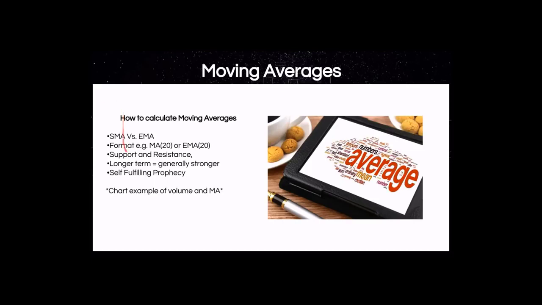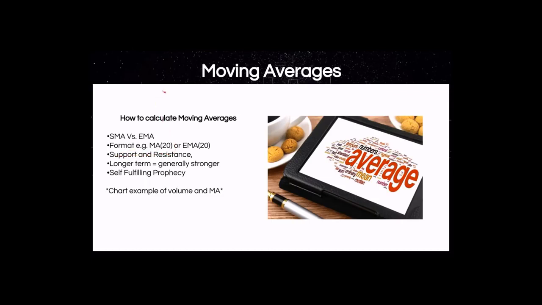So this is how they are written. MA20, that's the simple moving average, 20 period. If it were MA200, we know it's the 200 period moving average. And again, whatever your time frame is going to determine whether that's the 20-day moving average, 20-week moving average, so on and so forth. So like I said, they act as support and resistance.